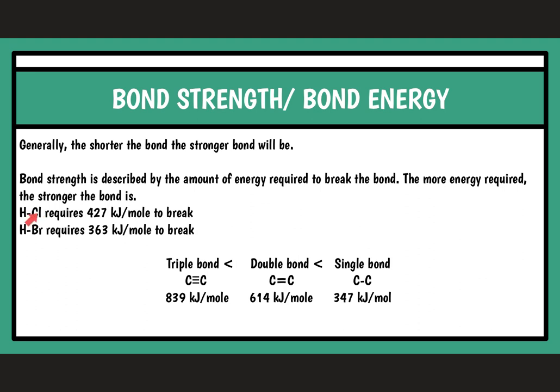So we have hydrogen and chlorine, hydrogen, bromine. We know that bromine's the larger atom here, so you can see that it requires less energy. And then when we look at our double and triple bonds, again, the shorter the bond, the more energy required. The longer the bond, the less energy required.